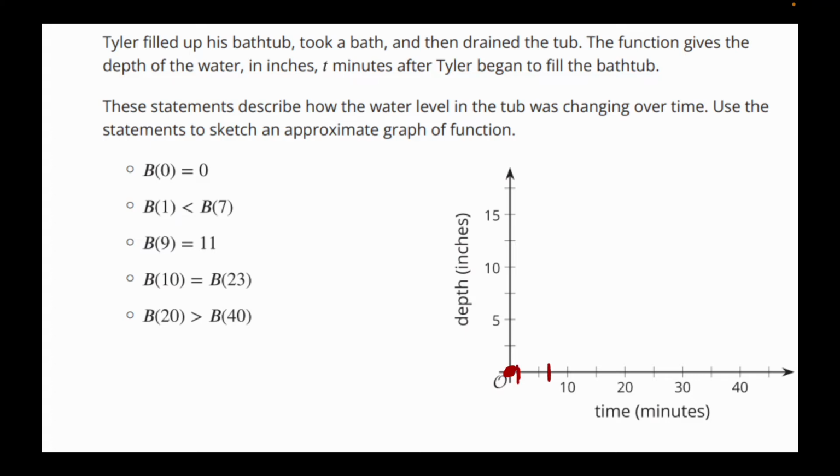I'm just marking some places for input values on my graph, so I have to be careful. Since they're not giving us specific amounts for those two, I don't have to put a specific point. But the third piece of information they give us is a specific point. This is that b of 9 equals 11. So that is that at 9 minutes, there is 11 inches of water in this bathtub.